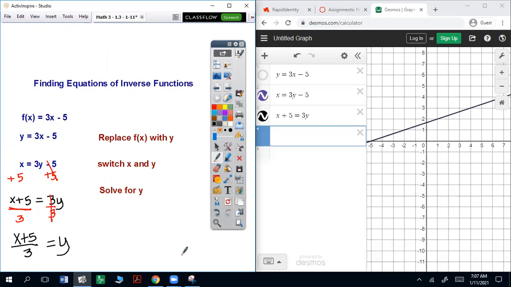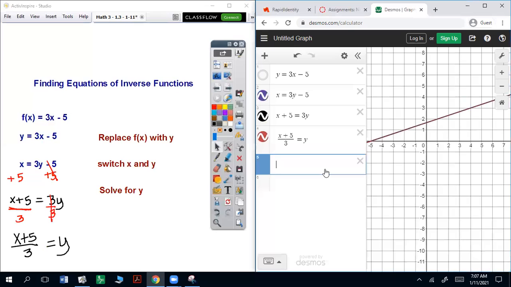And again, I'd encourage you to go through and enter that step into Desmos. So you do the fraction bar, x plus 5, go down and put the 3, equals y. And again, we know we did that right because that line overlaps. So these three are all the same thing. But now you've got that solved for y.